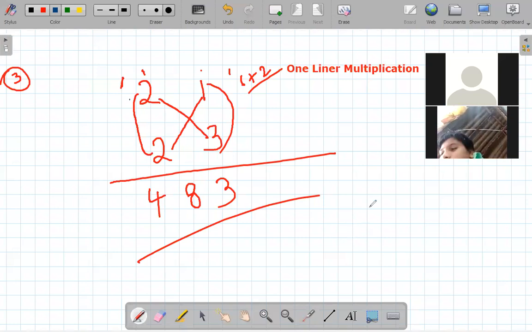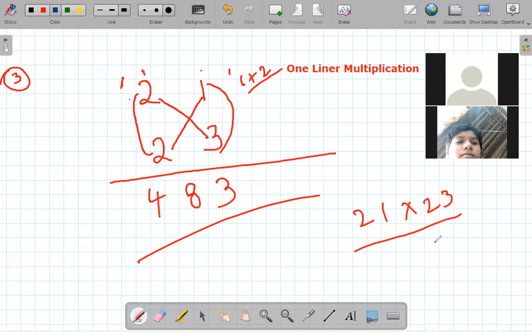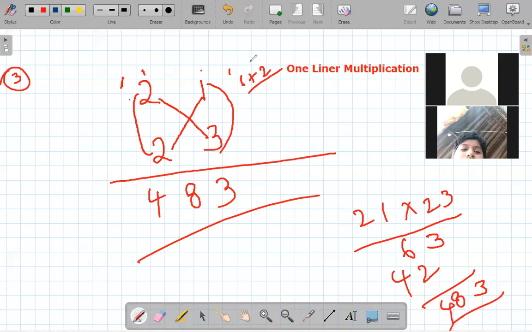Okay, right. So we'll go as per our traditional 21 into 23. 3 ones are 3, 3 twos are 6, 2 ones are 2, 2 twos are 4. So 3, 6 plus 2 is 8, 4. So 483. This multiplication is correct, right? You can check whether this is correct or not. This is very easy compared to traditional multiplication. This method is very, very easy.